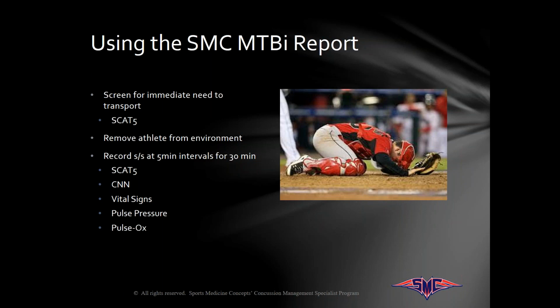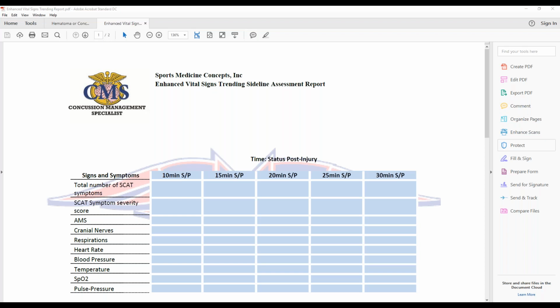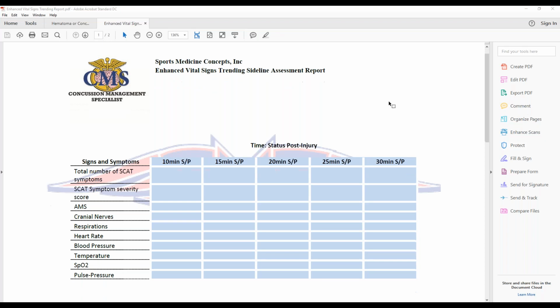do a better assessment. And then we're going to use our vital signs trending assessment report to trend at 5-minute intervals for 30 minutes. And we're going to trend signs and symptoms that we find on the SCAT 5. We're going to trend cranial nerves, and we're going to trend vital signs, looking specifically at pulse pressure and pulse ox and the widened pulse pressure interval. So let me change my screens here, and I'll show you the vital signs trending assessment report. This also is in your materials guide, as well as the cranial nerve assessment guide.